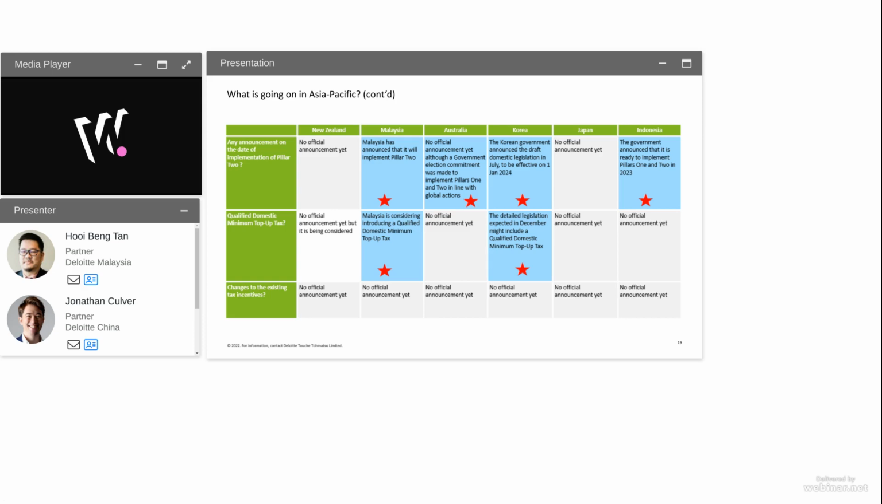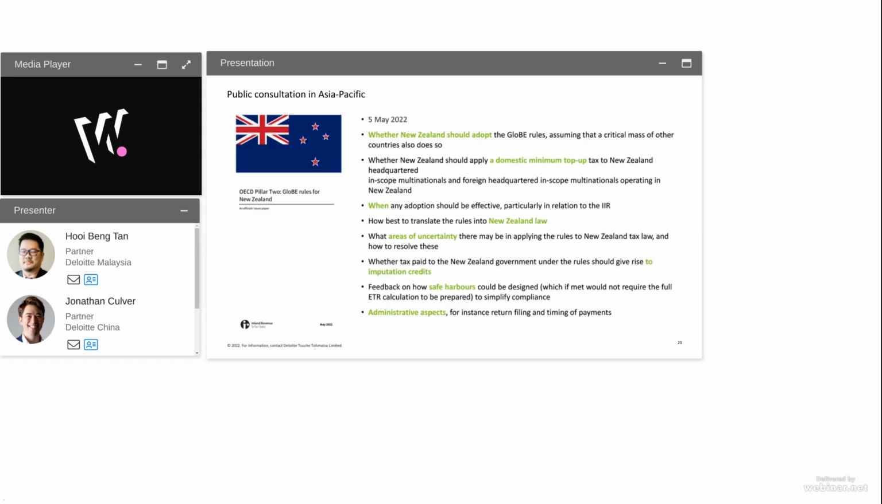Now, having shared with you what's happening in Asia Pacific, in this part of the world, at least two countries have issued public consultation in regards to GloBE rules. Number one is New Zealand. On 5th May this year, the Inland Revenue Department of New Zealand issued a public consultation paper. Obviously, there are a number of questions that have been raised by the IRD. The public consultation does demonstrate that the government in New Zealand is pretty serious in looking at this, hence the consultation paper.